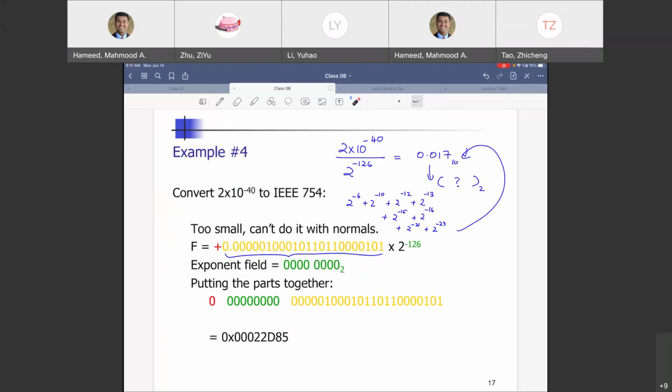So when you identify that to be a denormal, you just have to adjust a few things. The significand is going to equal the fraction field, and the exponent is going to be in the excess-126 format, not in the excess-127 format. Questions?